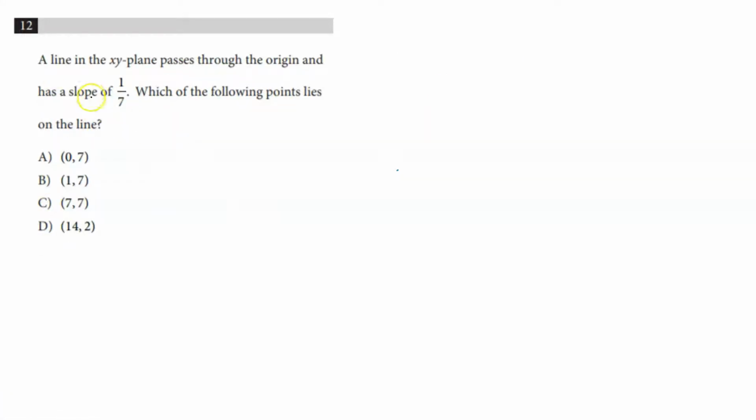Okay, number 12. A line in the xy plane passes through the origin and has a slope of 1/7. Which of the following points lies on the line? Well, if the line passes through the origin, we know it passes through the point 0, 0, because that's the coordinate pair that represents the origin. And if we plug this into our y equals mx plus b form, we can pretty much cancel off this plus b part because it's plus 0. So our line has the equation y equals mx.